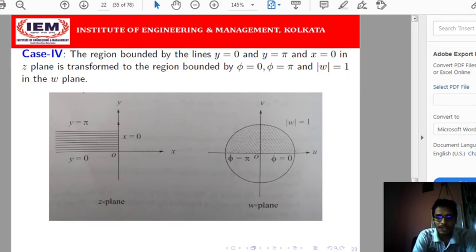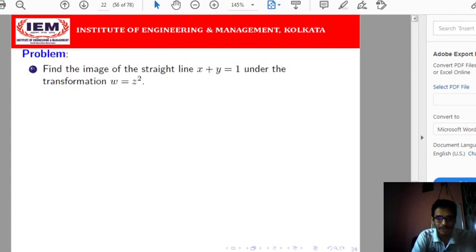So in that way, if we consider a different complex mapping, and by virtue of that complex mapping, if we consider one geometrical figure in the z plane, we can identify where it is mapped by virtue of that defined function. So I have given here two problems. Find the image of the straight line x plus y equals 1 under the transformation w equals z square. So the mapping is given as w equals z square. By virtue of that mapping, I need to find out how xy is related to uv, where z is x plus iy and w is u plus iv.